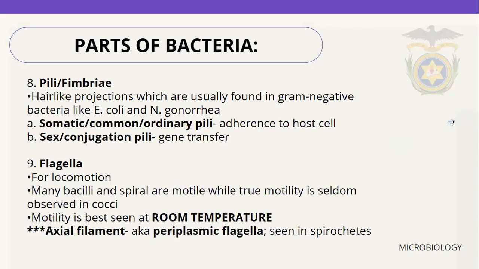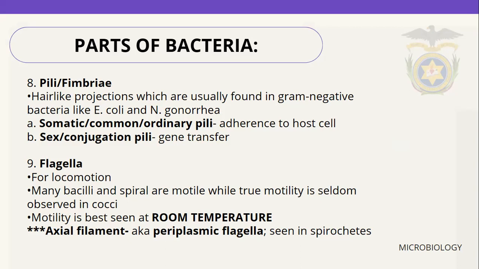The next one, we have the pili or the fimbriae, and they are hair-like projections which is usually found in gram-negative bacteria like E. coli and Neisseria gonorrhoeae. And it has two types. First, we have the somatic, common or ordinary pili, and its function is adherence to host cell, and this is the first step in establishing infection. And the next one, we have the sex or conjugation pili, and this is mainly for gene transfer and for plasmids.